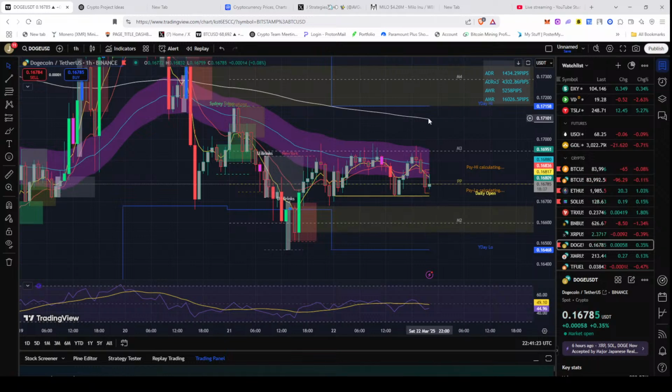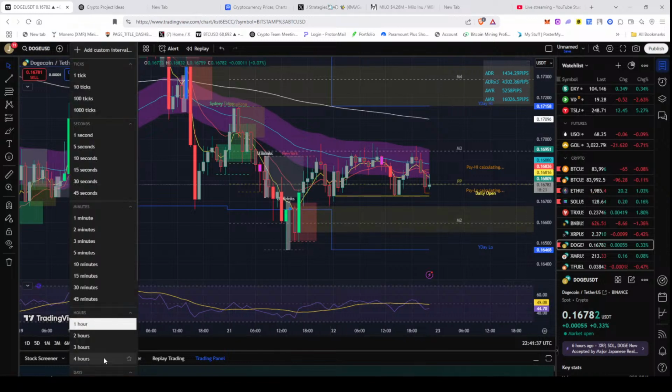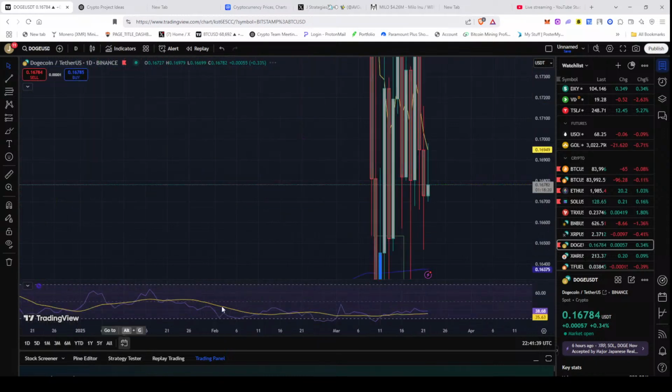200 EMA is sitting right there at the 17, okay? And also we see the RSI turning up, okay? So this is what I'm going to pay attention to. And then let's go to the daily chart, okay, on Dogecoin.